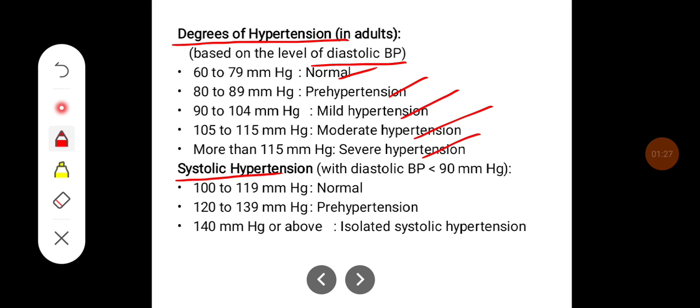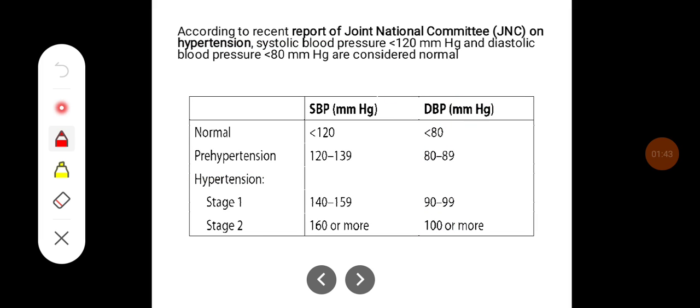And systolic hypertension is normal when it is between 100 to 119. It is pre-hypertension between 120 to 139 mmHg, and it is isolated systolic hypertension when it exceeds more than 140 mmHg.